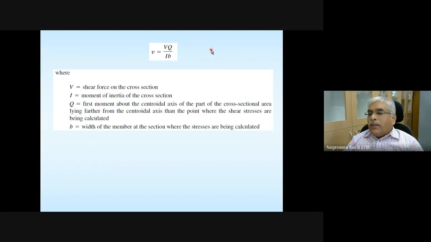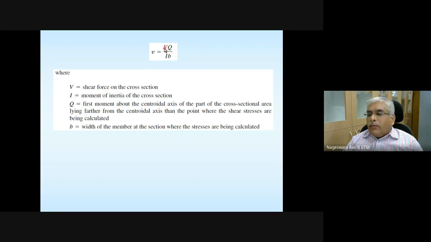So once you know the level at which you want to calculate the shear stress, whatever portion of area is above that point, the moment of that is Q. All these details you must have studied as a part of your mechanics of materials. If these concepts are not clear to you, please go back to your mechanics of materials book and look at some examples. Then you will get a better understanding of all this.